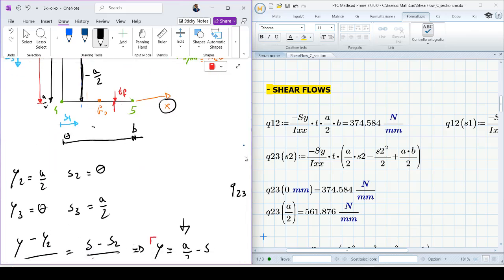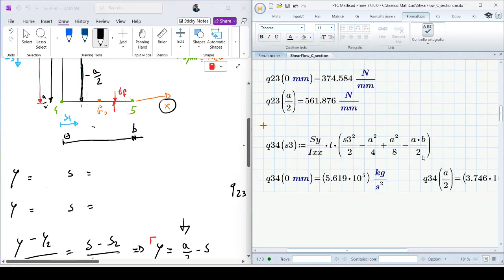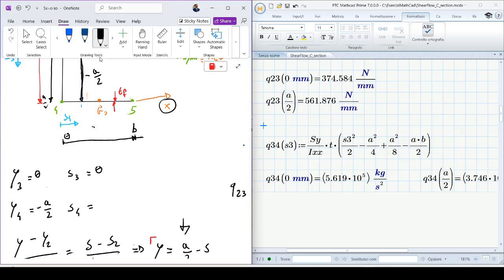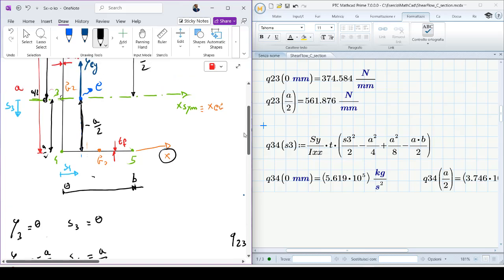So for you now, and to reduce the duration of this video, I write only the quantity that you must use to derive the equation we have. And the equation that we have also here, 3-4, you obtain this shear flow if I put this quantity. When y3 is equal to 0, S3 is equal to 0. When y4 is equal to minus A over 2, S4 is equal to A over 2, because S3 is positive if moving from 3 to 4.